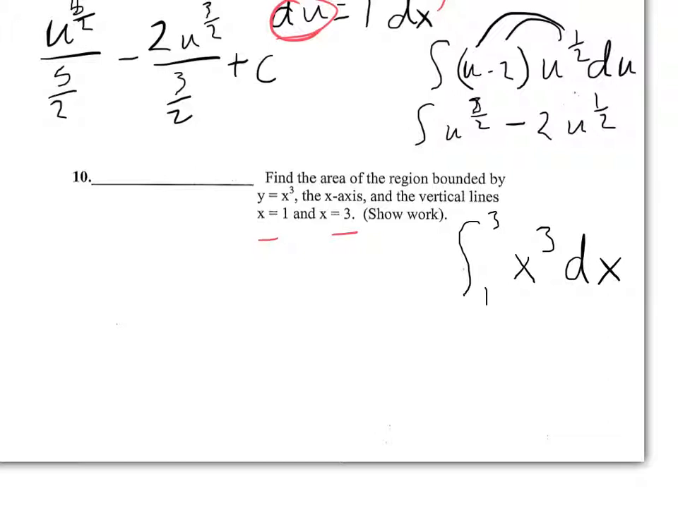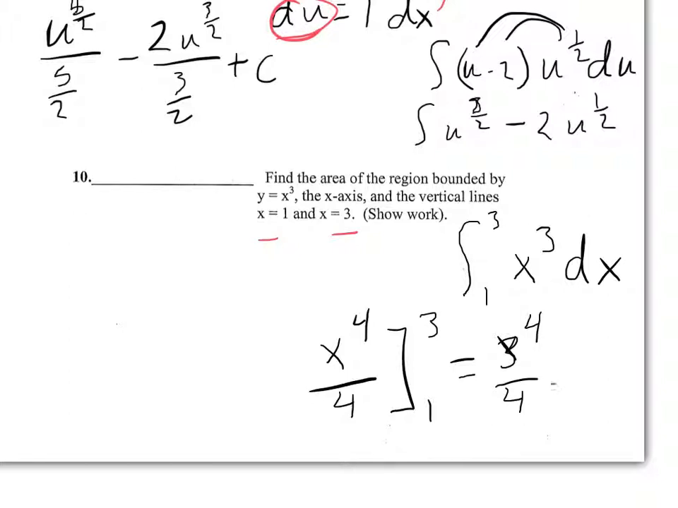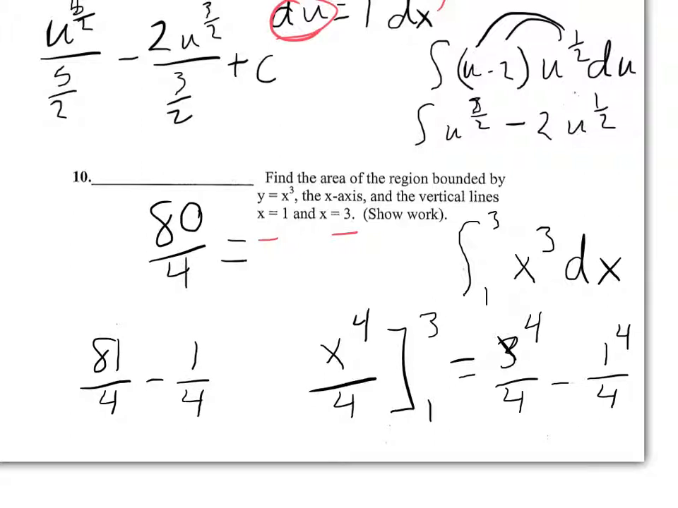So the integral of x to the 3rd is x to the 4th over 4, and then we'll plug in 1 and 3. So if I plug in a 3, I should get 3 to the 4th over 4 minus 1 to the 4th over 4. 3 to the 4th should be 81 over 4 minus 1 over 4. So I should get 80 over 4 then? So that should come out to 20.